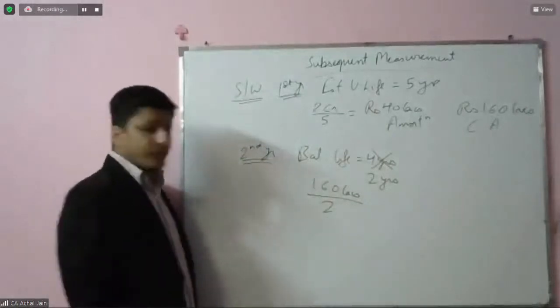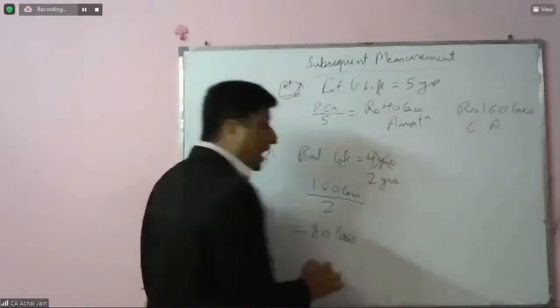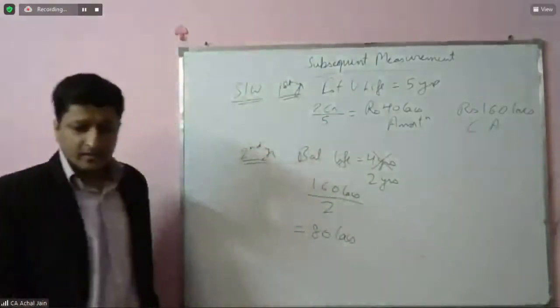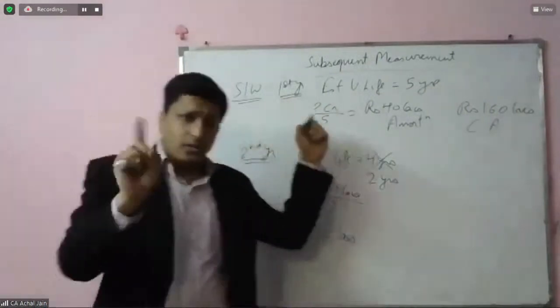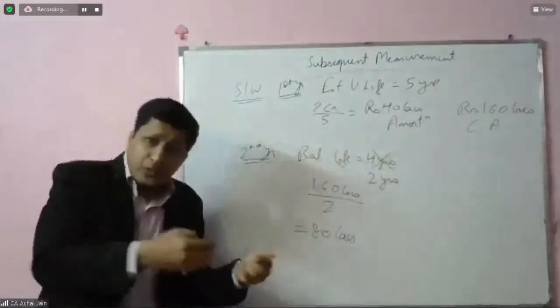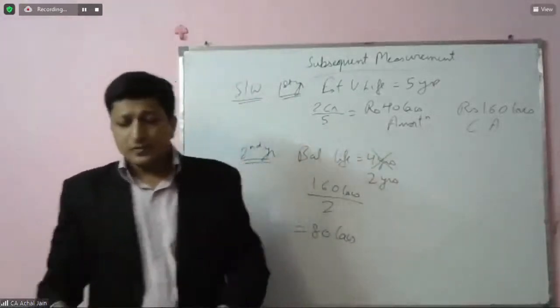So as a result of which, what will happen? 80 lakhs will be the amortization charge in the second year and the third year. We will not go back to the first year and change the amortization. No. We will make it prospective. Clear on the meaning of prospective?